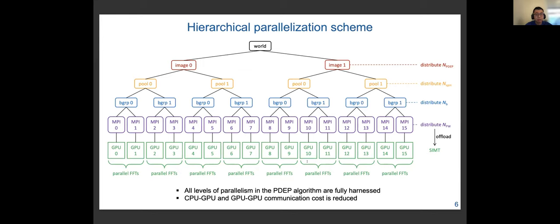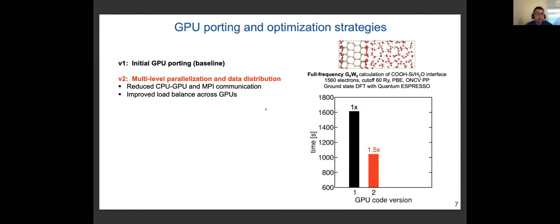But when the problems get bigger and we are limited by device memory, then we have to split FFTs across GPUs, but we use the least number of GPUs for each FFT. And we distribute the workload by using the other levels of parallelism in the algorithm. On this page, I'm showing a comparison of our baseline GPU code, the black bar on this plot, to the version with all the levels of parallelization enabled, the red bar. This is a GW calculation of a silicon water interface with roughly 1,500 electrons. We are able to get a 50% performance improvement by using more levels of parallelization and restricting the parallel FFTs to one GPU.